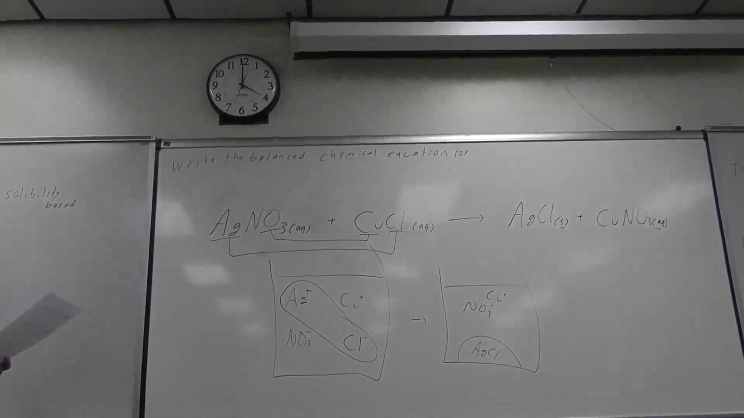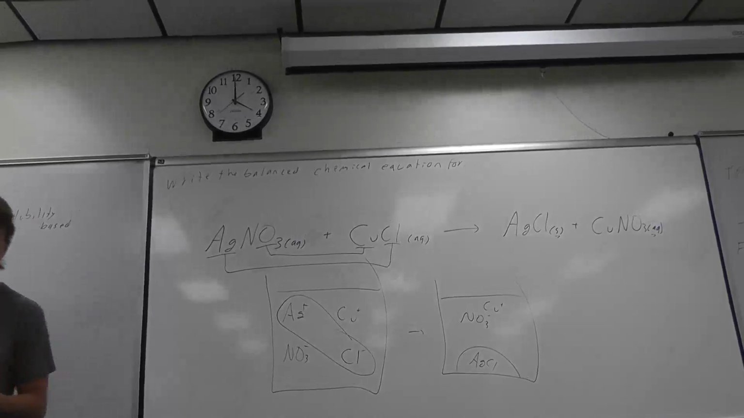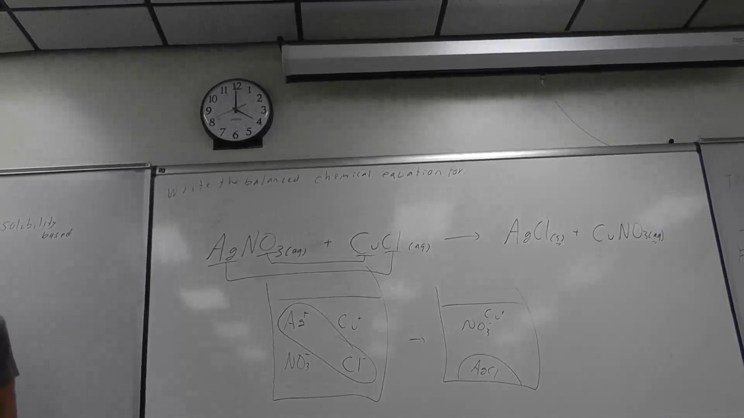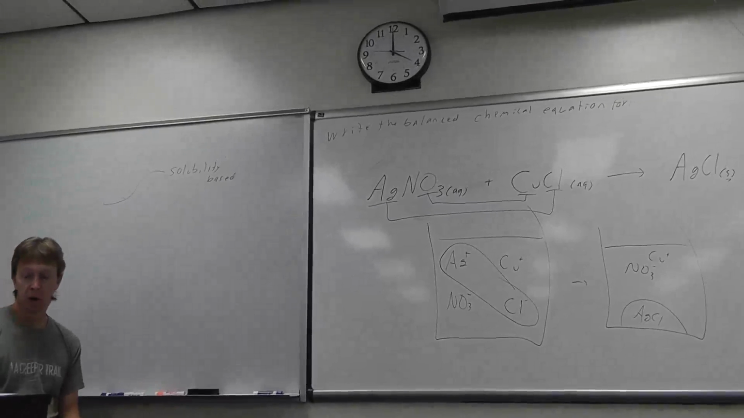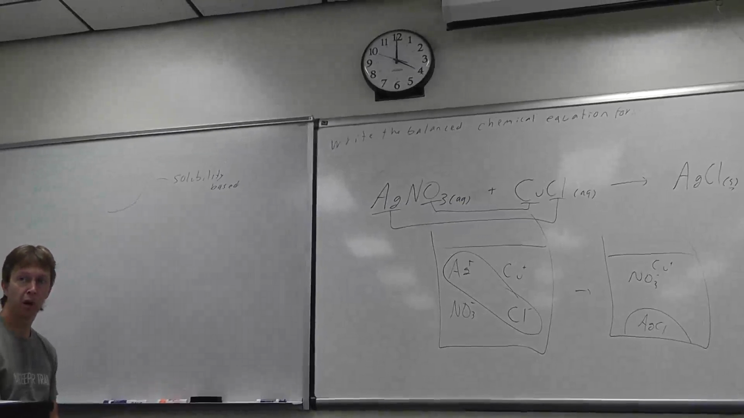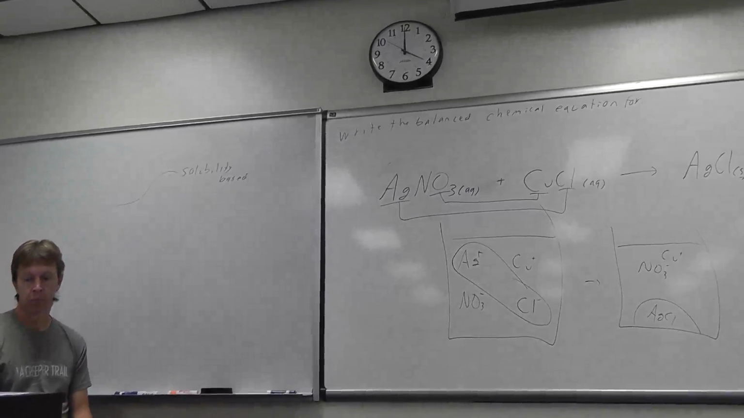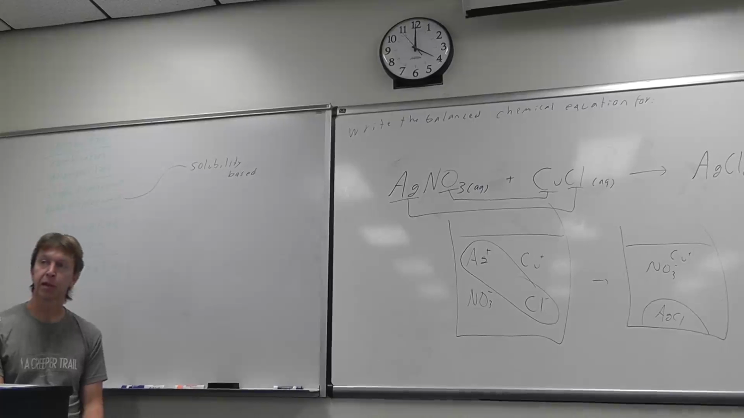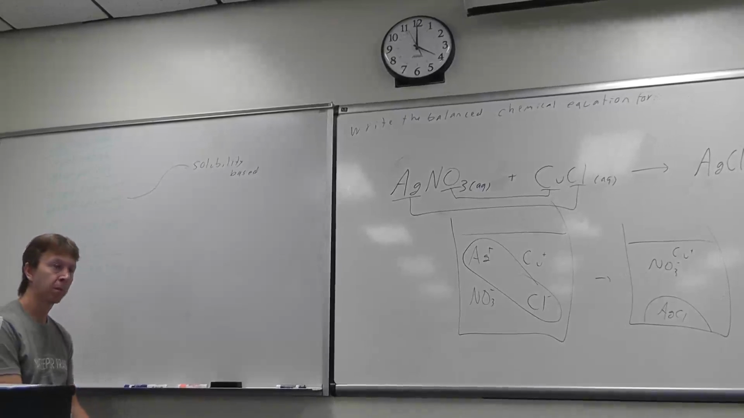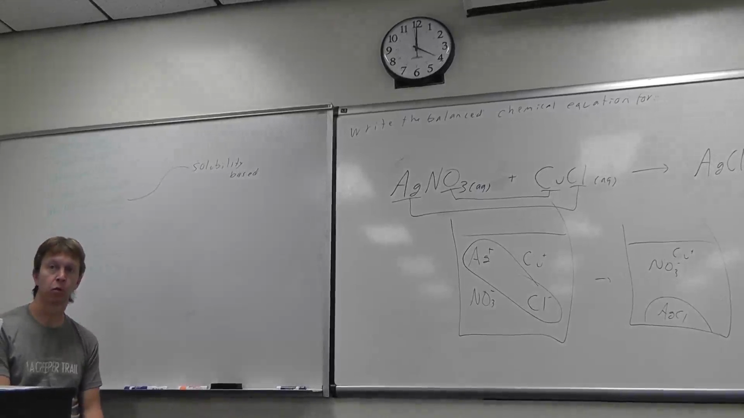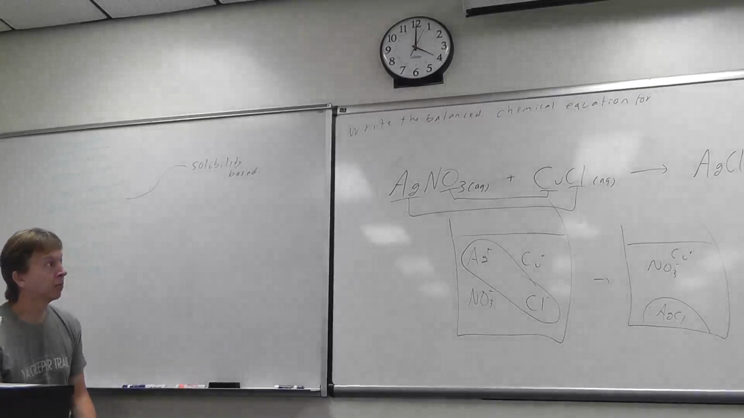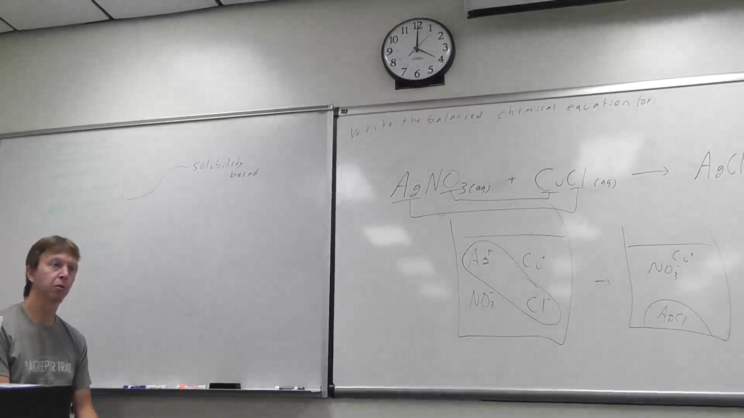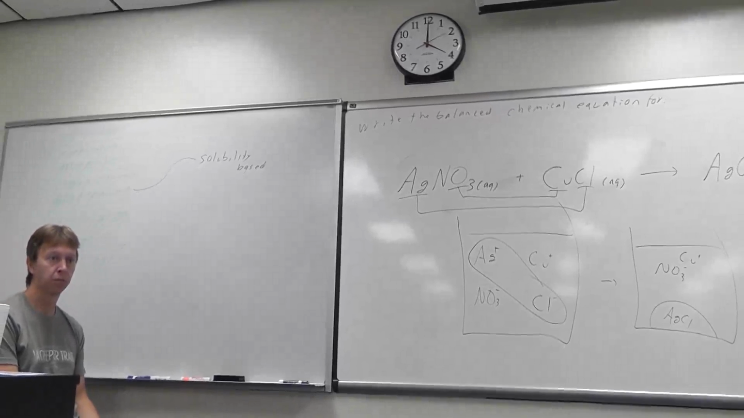Rule number 1. Compounds containing an alkali metal cation like lithium, sodium, potassium, rubidium, cesium, or the ammonium ion, those are going to be water soluble. All lithium, sodium, potassium compounds are water soluble. Notice over to the right where it says insoluble exceptions. There's not any exceptions to that first rule. But unfortunately, that first rule is not relevant to this particular reaction because we don't have any alkali metals, correct?